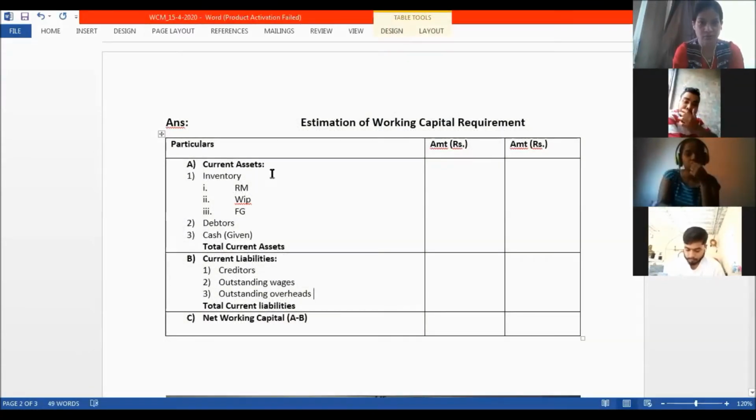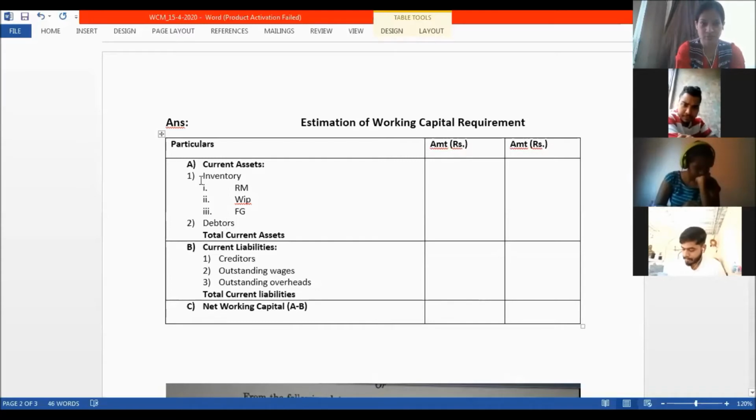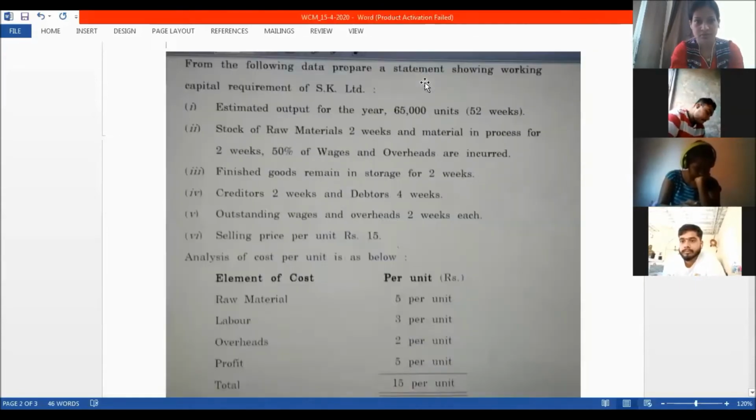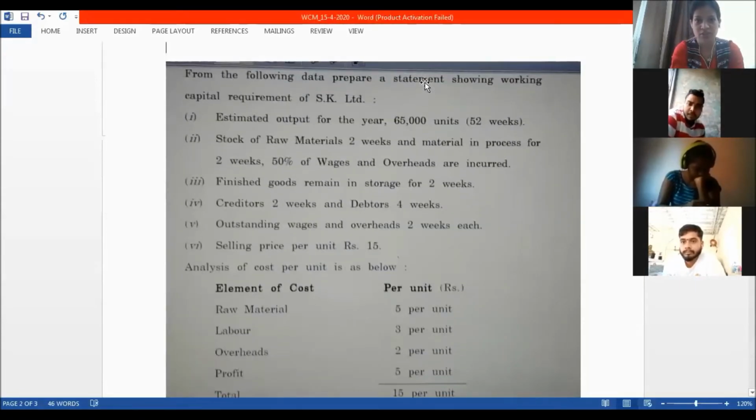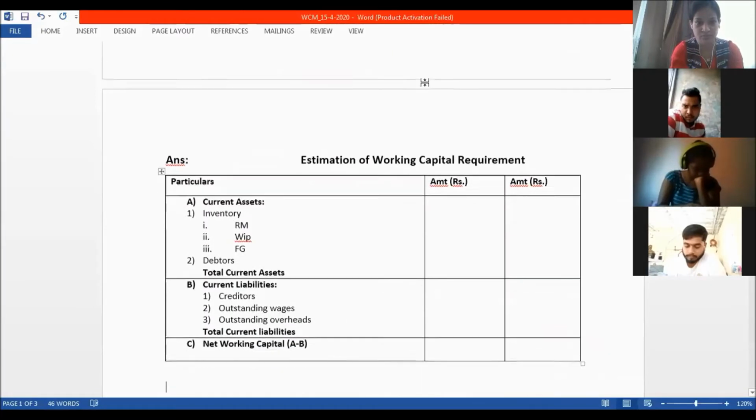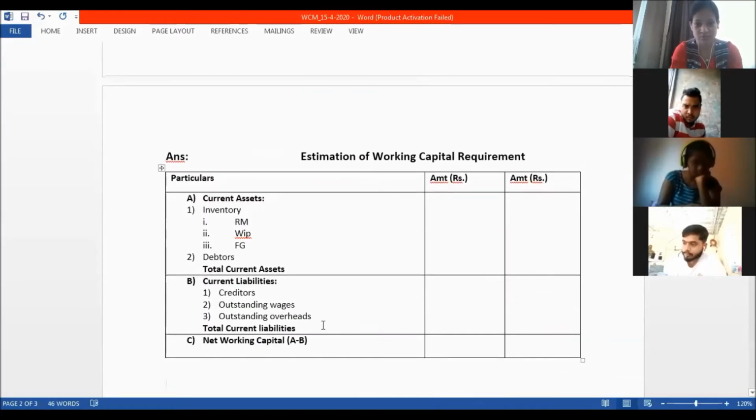Now out of all this, if you see inventory, you will find three types of inventory in the sum. Debtors they have given, but they haven't given cash, so this cash balance will not come. Then creditors, and outstanding wages and overheads. So the similar format.